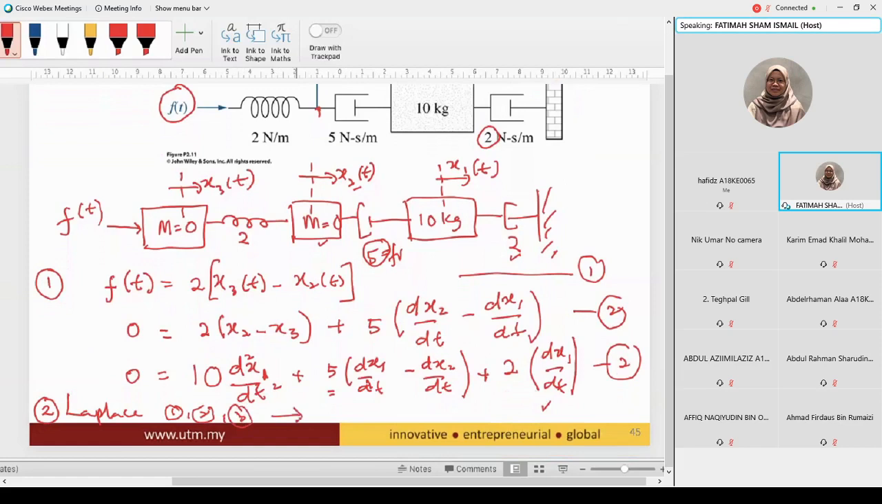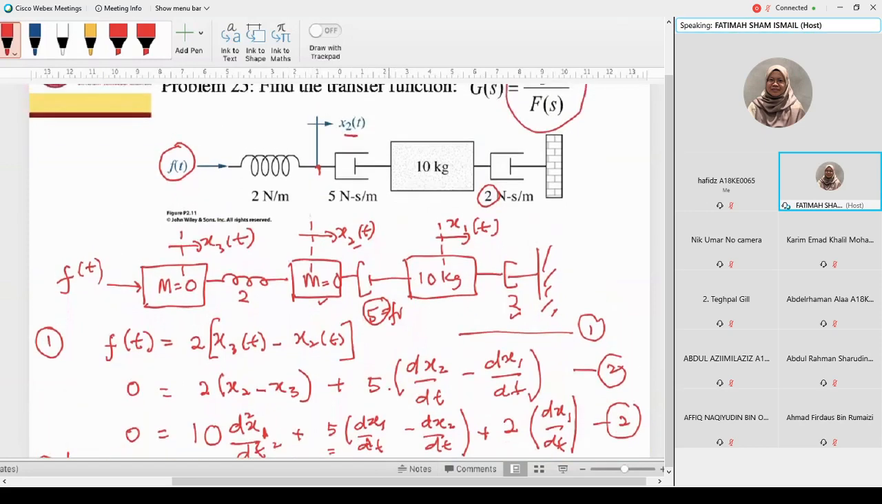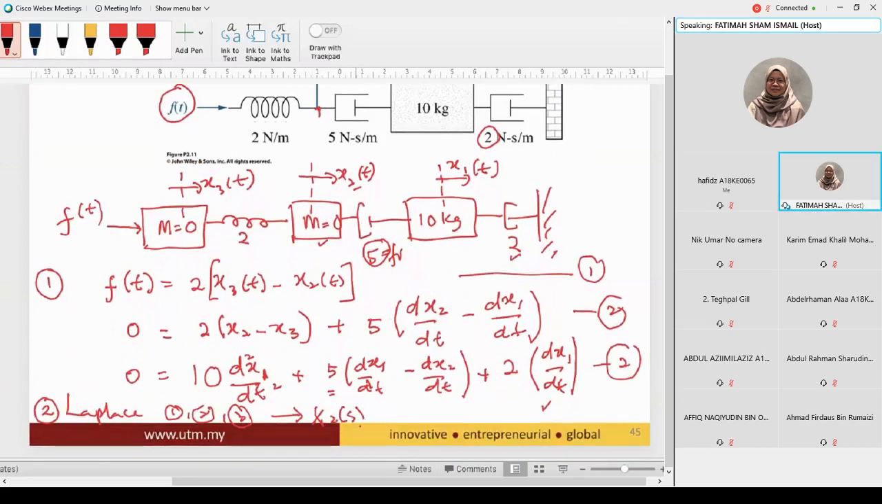After you Laplace, you can use substitution, maybe for the first part, and then use Cramer's rule, or you continue with the substitution until you get an equation that consists of only x2(s) and F(s). The final one must consist of x2 and F(s), because finally you want to get x2 over F(s). So you substitute x3 from the first equation into the second equation, you get x2.